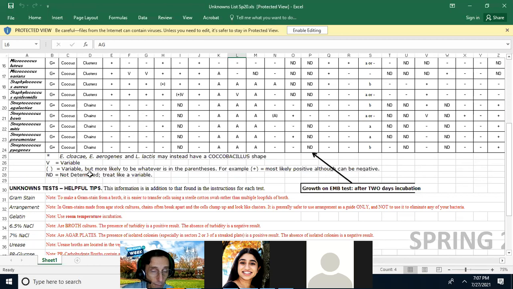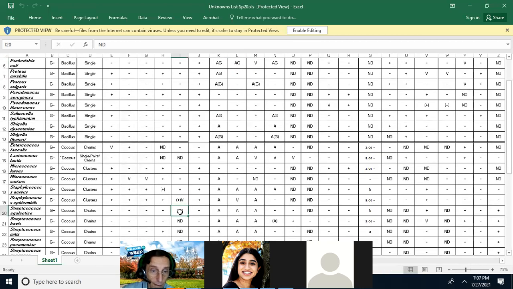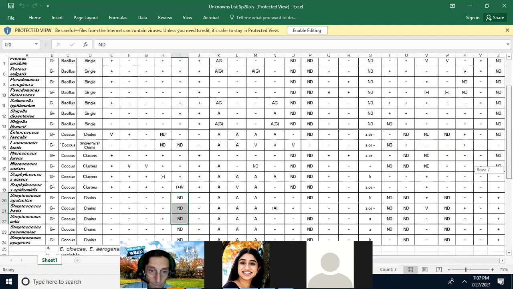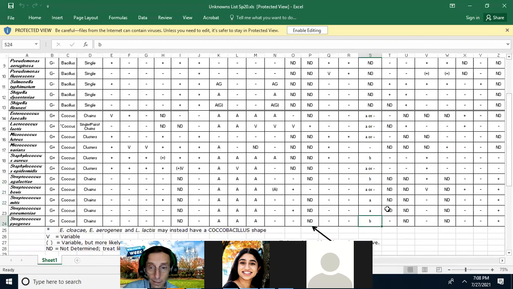Okay? So if you run that test and it says variable, that means you have to consider it being both positive and negative. ND means not determined. You treat that like a variable. Where we have an ND, it means this test, like nitrate test right here, we don't use it on these species of cocci, we don't use this test to determine what species it is. We just don't even run these tests. And that's why it's not determined. All right, any question about any of that? Most of the table, plus and minus, positive result, negative result. A for acid, AG for acid and gas, V for variable. For hemolysis, there's alpha hemolysis, beta hemolysis, and then negative for no hemolysis.